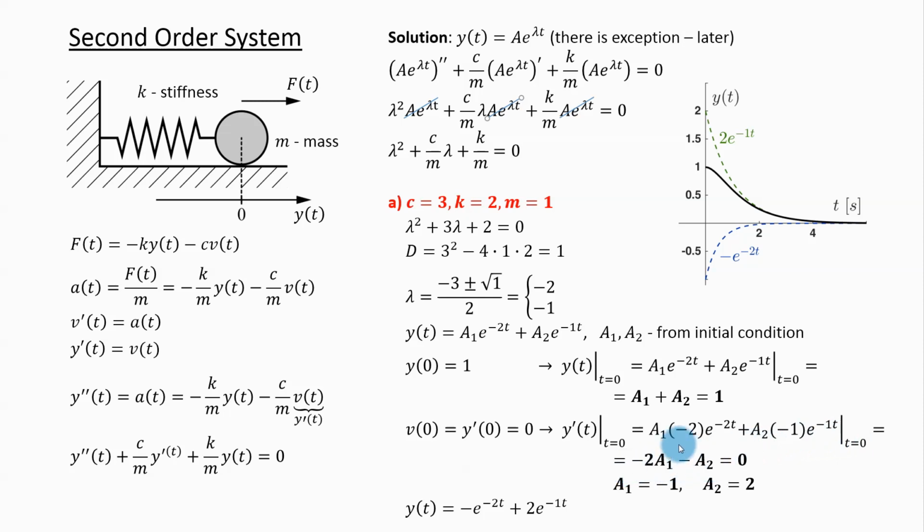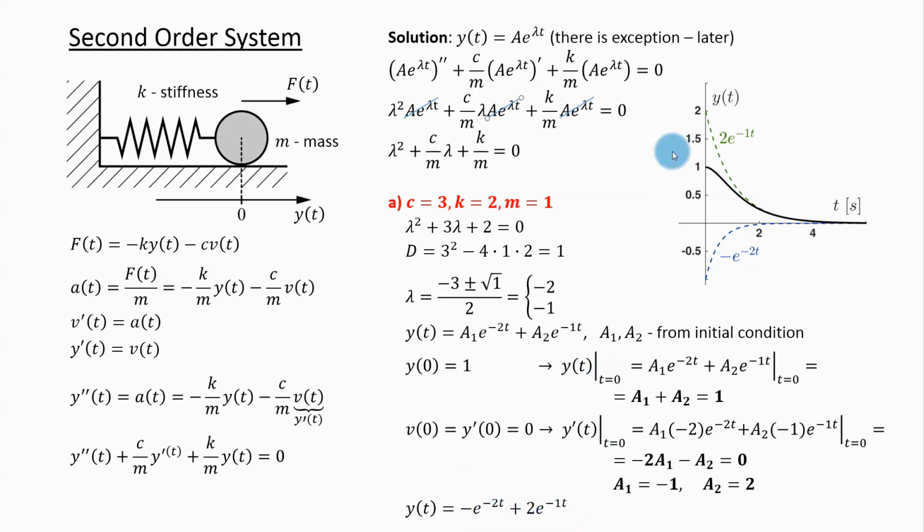And now I have two equations of two variables, a1 and a2. I can solve this system of equations, which will give me this solution. These values I can substitute into my general solution, and that will give me this particular solution of my second order system. You can see that now the behavior of the system is described by the sum of two exponentials.